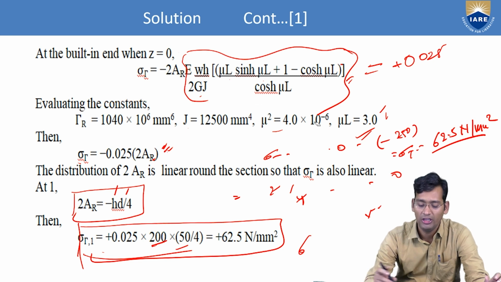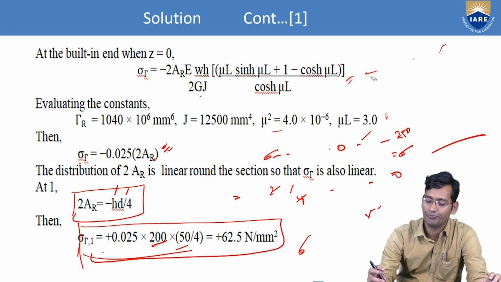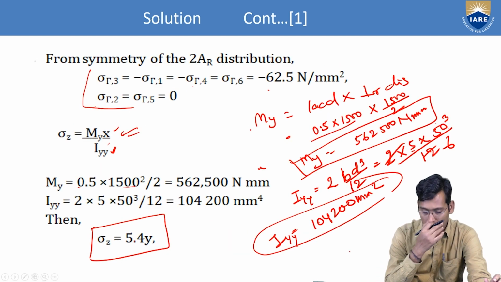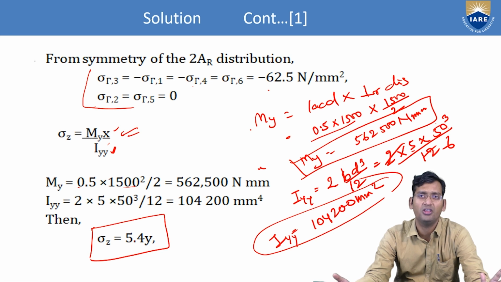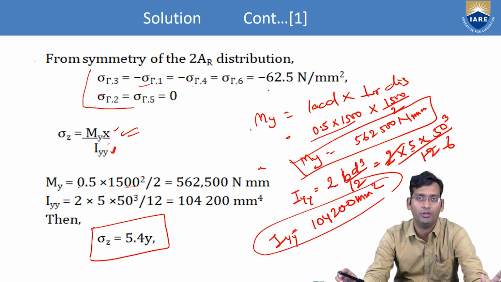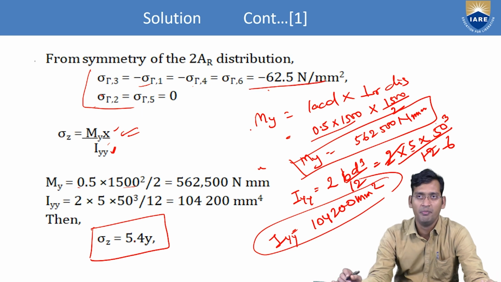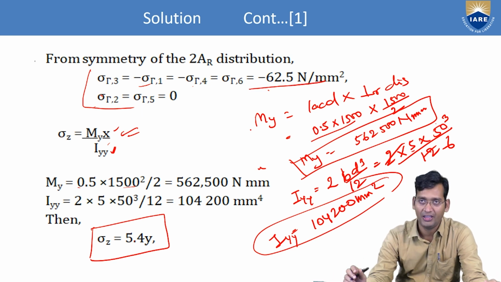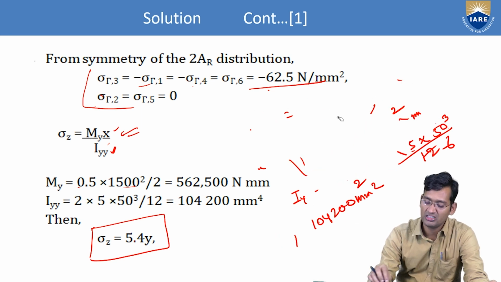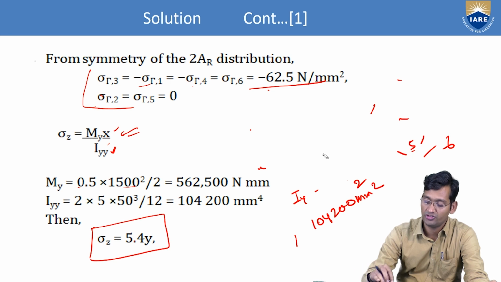So that's all. Now here you have to just apply the symmetry formula. For symmetry, what symmetry will be there? Just see here. Sigma tau 3 will be equals to minus of sigma tau 1, or you can say tau 1. So sigma tau 1 we know, sigma tau 3 is minus of sigma tau 1, that is equals to minus of sigma tau 4. So sigma tau 1 equals to sigma tau 4 you can say, or sigma tau 1 equals to minus sigma tau 6. That gives minus 62.5 Newton per mm square. And sigma tau 2 and sigma tau 5 will be equals to 0. So now sigma tau we found.